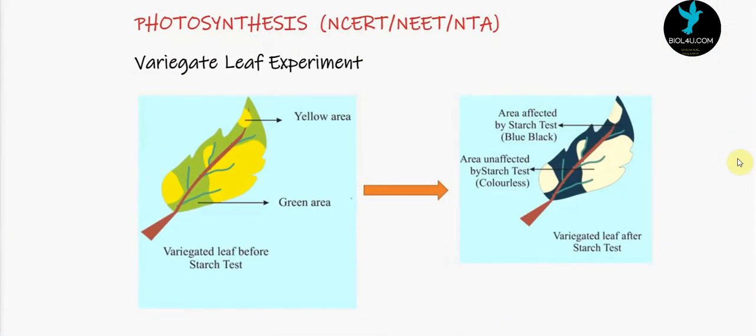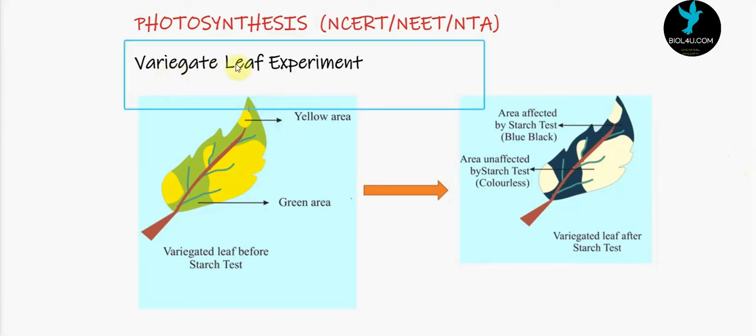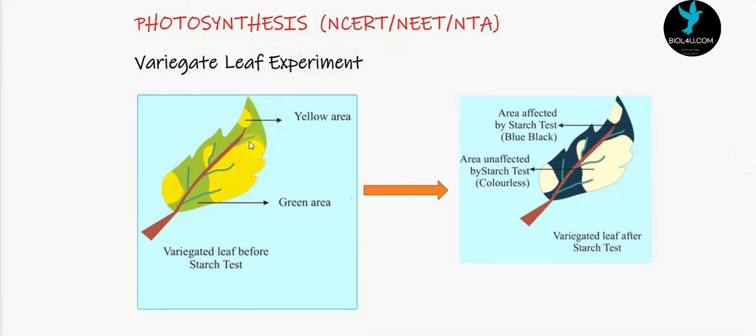To know the previous knowledge on photosynthesis, we performed the first experiment, that is the variegated leaf experiment. This experiment proved that light is essential for photosynthesis. So what is actually a variegated leaf? A leaf with different colored spots on the lamina is known as a variegated leaf. See here, this is a yellow colored spot, this is a green colored spot, and this is again yellow. The leaf lamina having different colored spots along with green colored spots is known as a variegated leaf.